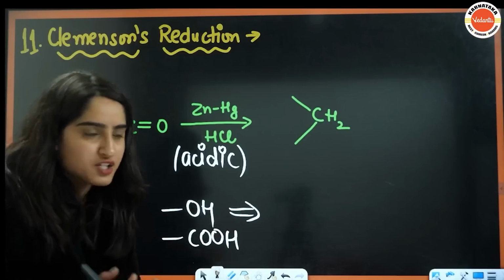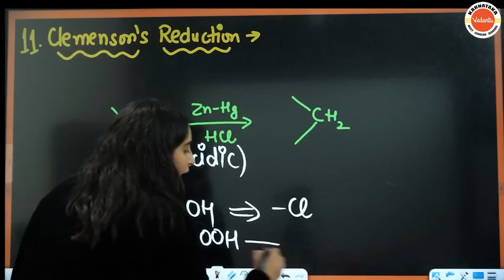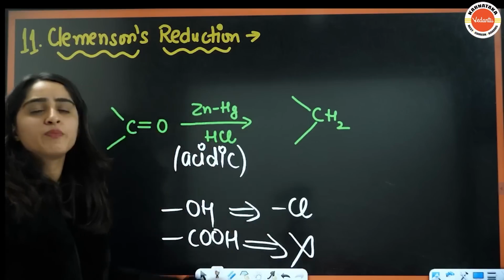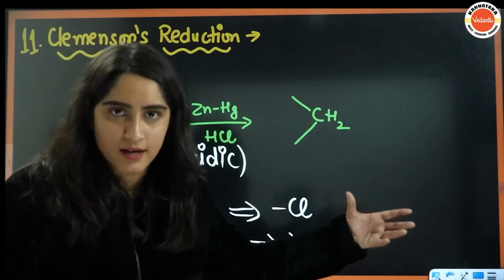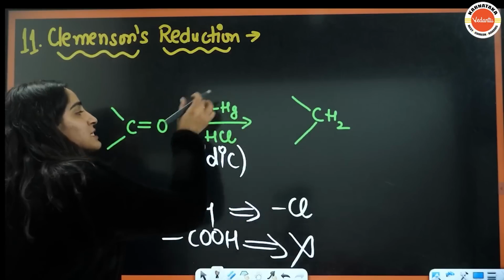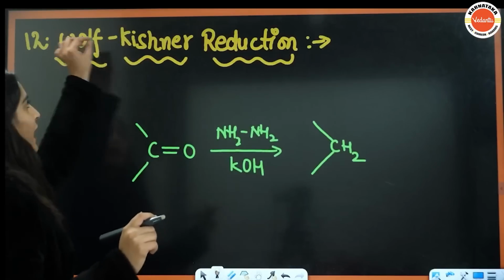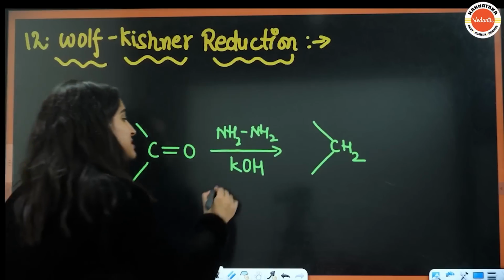So a neutralization reaction will occur here, and this will get replaced by Cl. But on the acidic group, there will be no reaction because the conditions are already acidic. Okay, so these kinds of questions can be asked. Here we use the reagent zinc amalgam and HCl. The acidic conditions are to be noticed here, and in Wolff-Kishner reduction we have basic conditions.